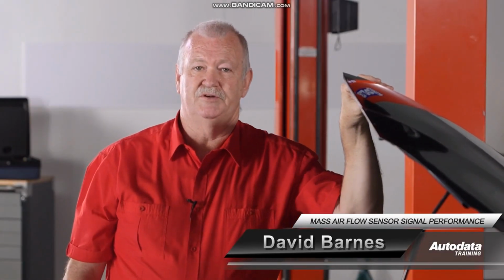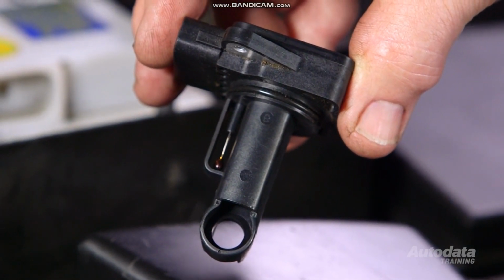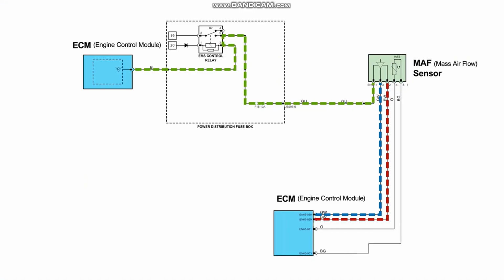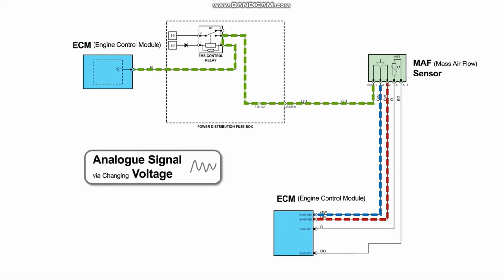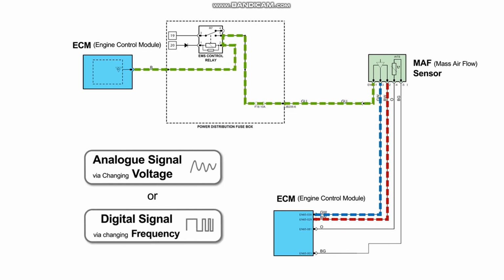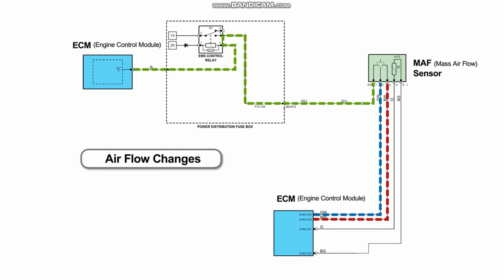There are several diagnostic trouble codes associated with a mass airflow, or MAF, sensor. In this diagnostic module, we'll look at P0101 and P0104 signal performance DTCs. The MAF sensor sends information to the engine control module, or ECM, about the amount of air entering the engine. This can be an analog signal via a changing voltage or a digital signal via a changing frequency. The voltage or frequency produced by the MAF sensor changes as the rate of airflow changes.